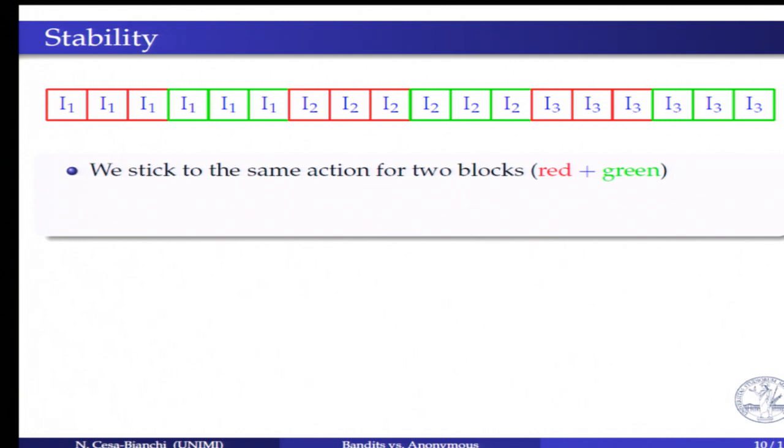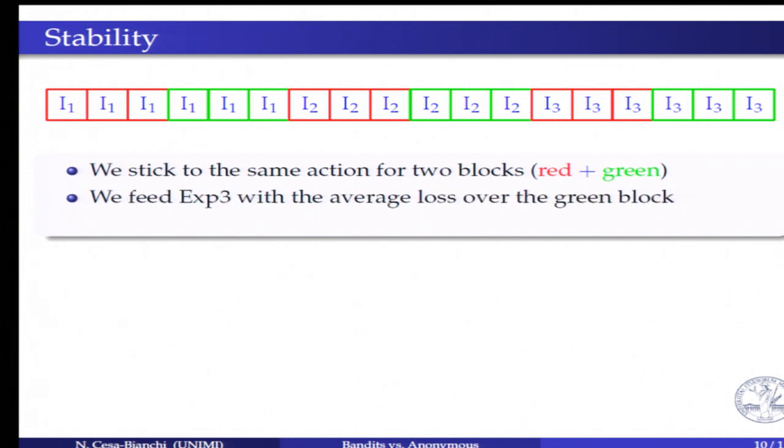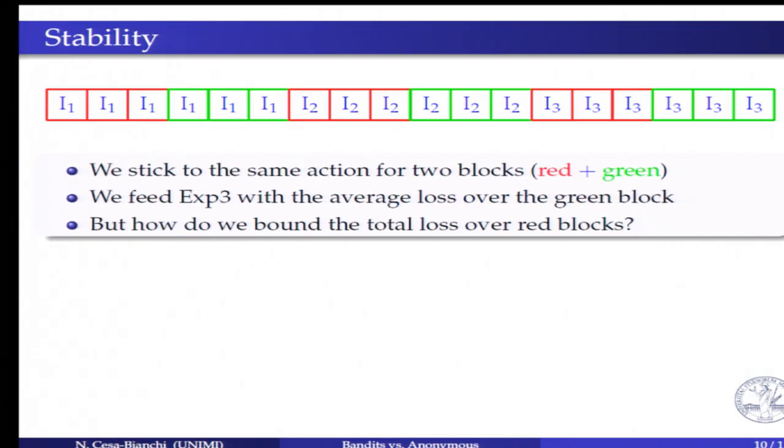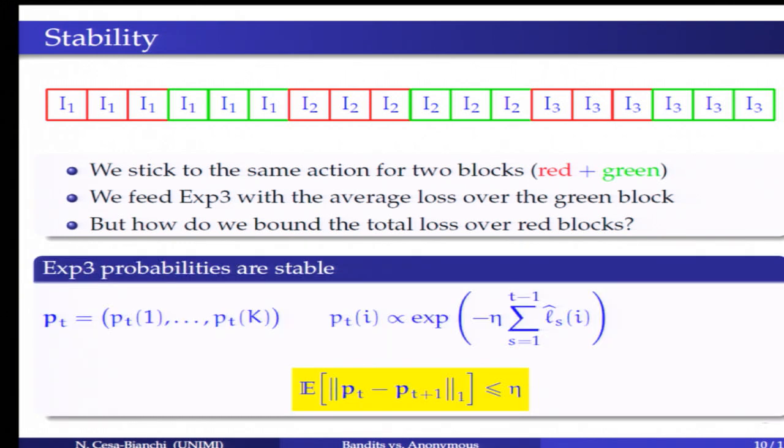So summarizing, I can stick to the same action for 2 blocks, red and green, and then I can feed EXP3 with the average loss of the green block. And now I have a standard bandit on the green blocks, just with a shorter time horizon of T over d, and the loss will be scaled by d. However, even if I can control the regret over the green blocks, the red blocks are completely out of control, because I still have interference over the red blocks. So how do I control that?